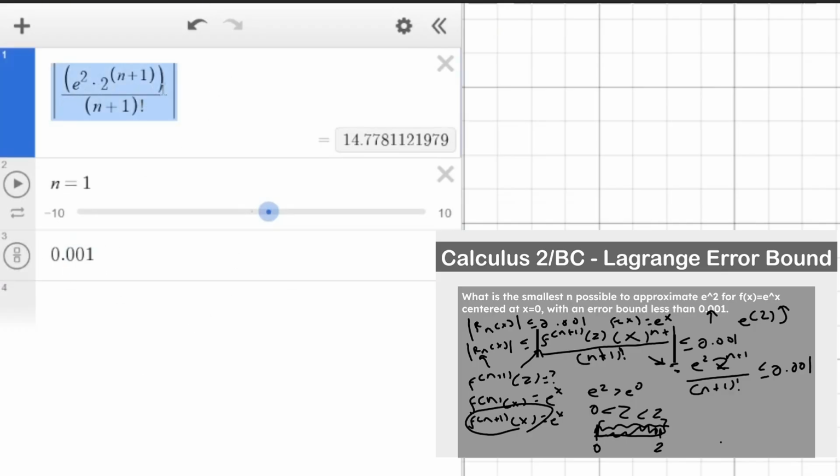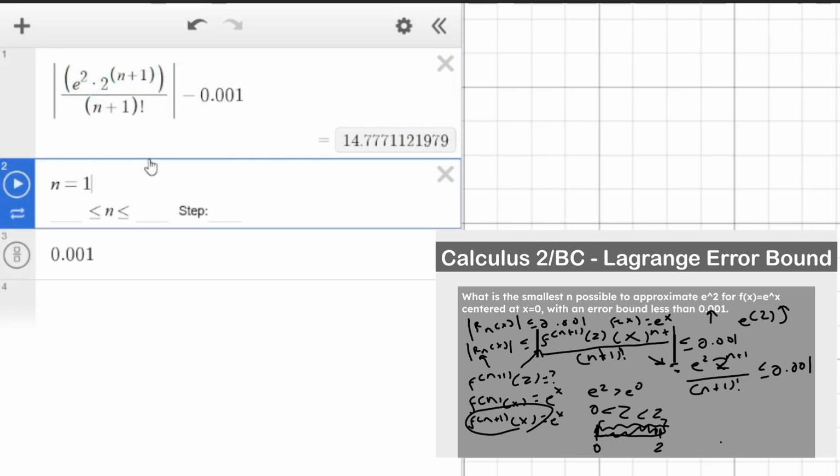So this is the Lagrange error bound that we got in the previous step, and what we're going to do here is subtract 0.01 from it, so that whenever this becomes negative, we know that this first part is smaller than 0.01. And I'm just going to keep on plugging in n values until that happens.